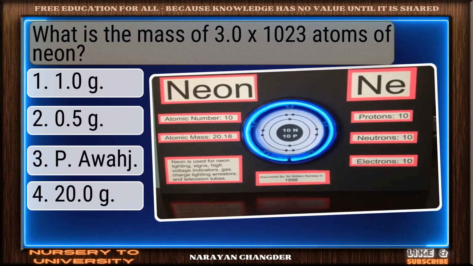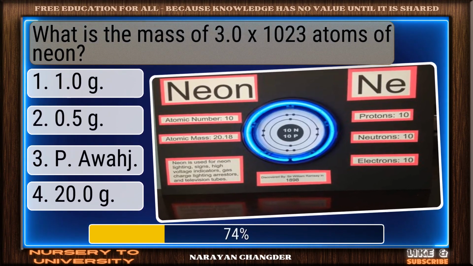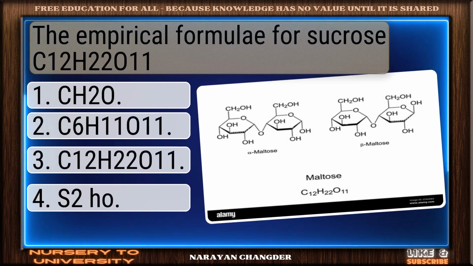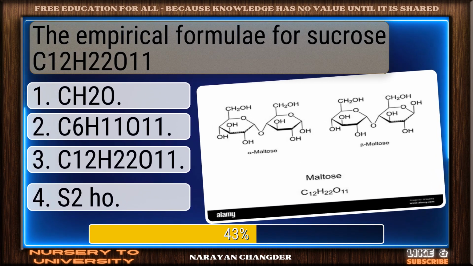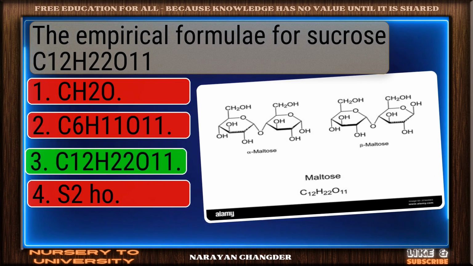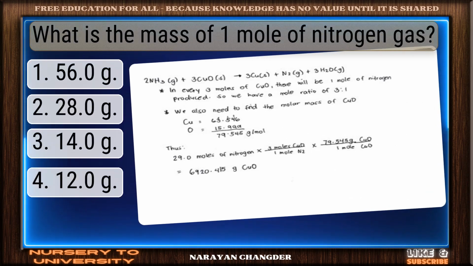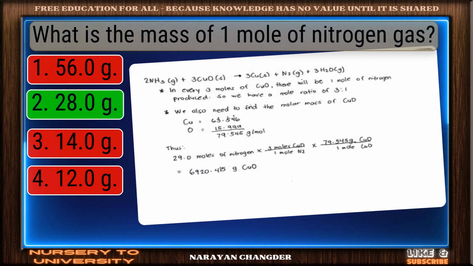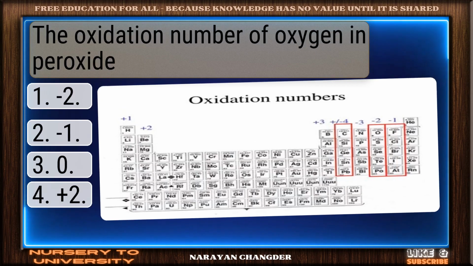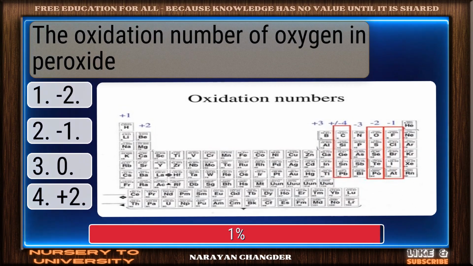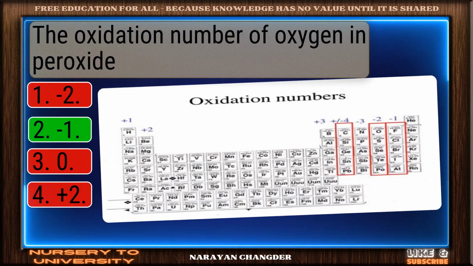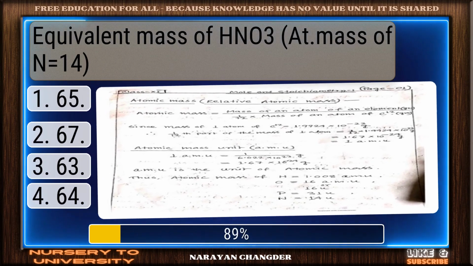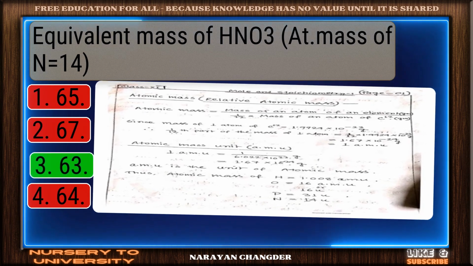What is the mass of 3.23 atoms of neon? Strong choice. The answer is correct. The empirical formula for sucrose C12H22O11 is...? Solid response. C12H22O11 is a valid choice. What is the mass of 1 mole of nitrogen gas? Perfect. 28 is the correct choice. The oxidation number of oxygen in peroxide? Bravo. -1 is the answer. Equivalent mass of NO3? Sharp thinking. 63 is the right choice.